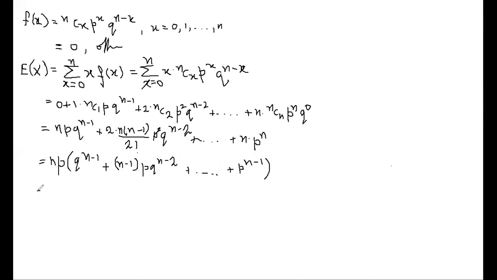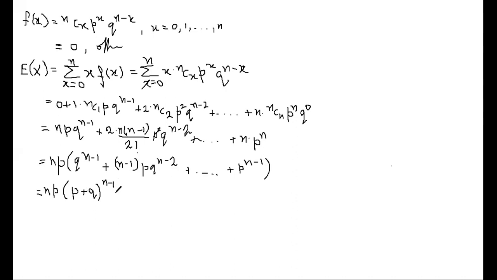Now, look carefully at the expression inside the bracket. What is it, if you can tell me? It is a well-known expansion. What is the expansion of p plus q whole to the power n minus 1? Yes, very good. It is p plus q, or you can say q plus p, whatever you like. It is a binomial expansion, right? Binomial expansion of p plus q to the power n minus 1.